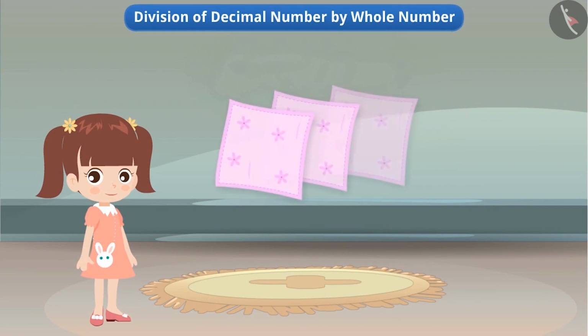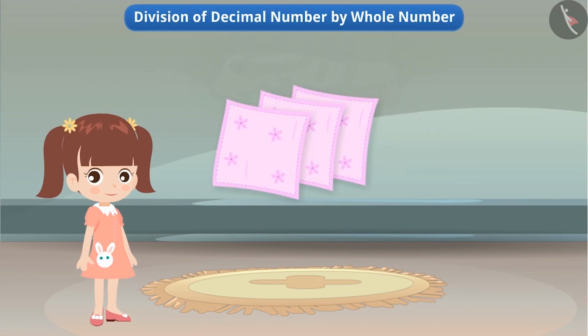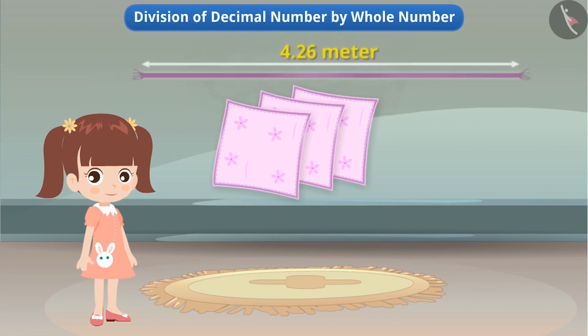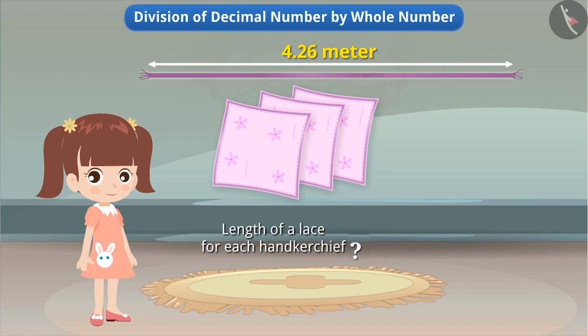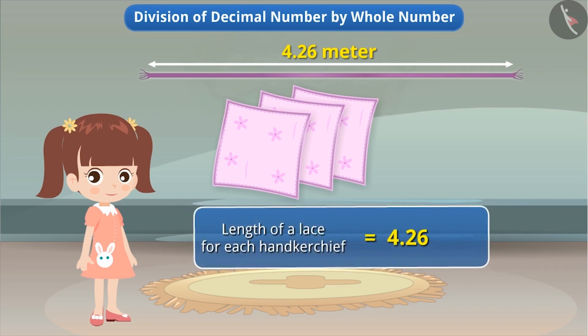Manisha bought 3 identical handkerchiefs from a shop. To decorate them, she attached laces around them. If she used 4.26-meter long laces to decorate all 3 handkerchiefs, how much lace would she have used for each handkerchief? To find this, we have to divide 4.26 by 3. Here, we have to divide the decimal number by a whole number. Let's solve it.